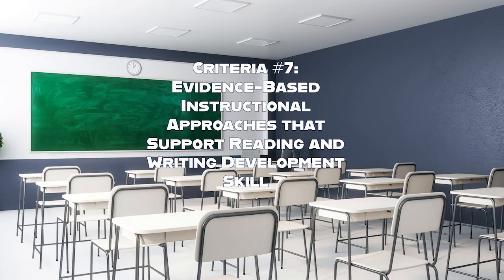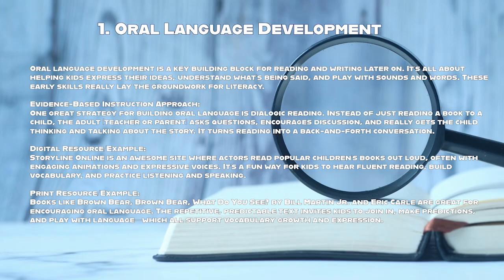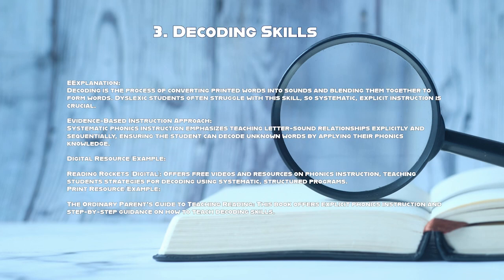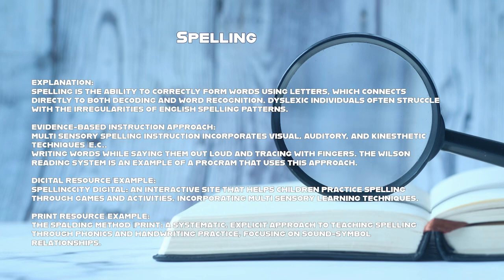Criteria 7, evidence-based approaches. Oral language development uses dialogic reading and interactive books to support early expressive and receptive language. Segmenting and blending sounds through games and activities builds this skill. Systematic phonics instruction is crucial. It uses structured programs that teach one rule at a time. Spelling helps students practice and retain information.